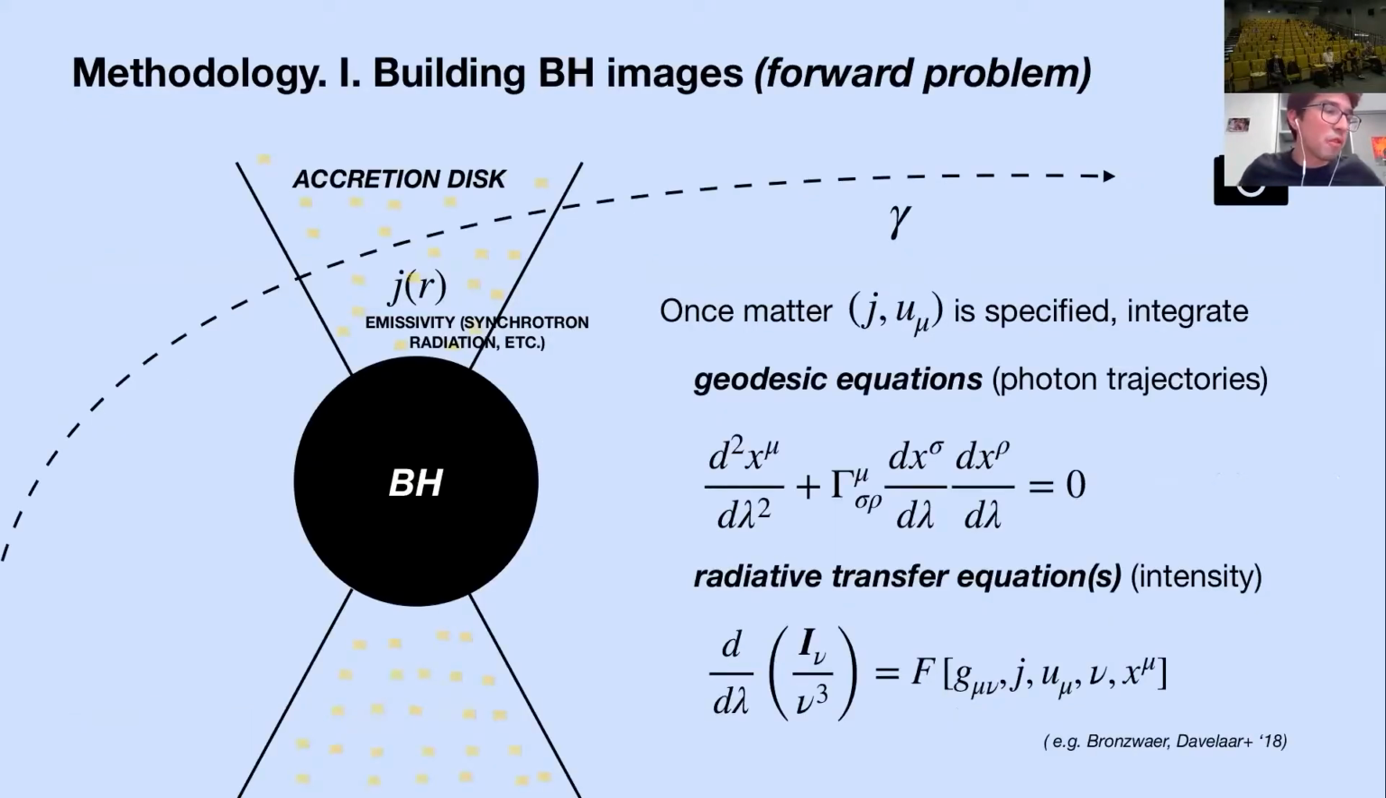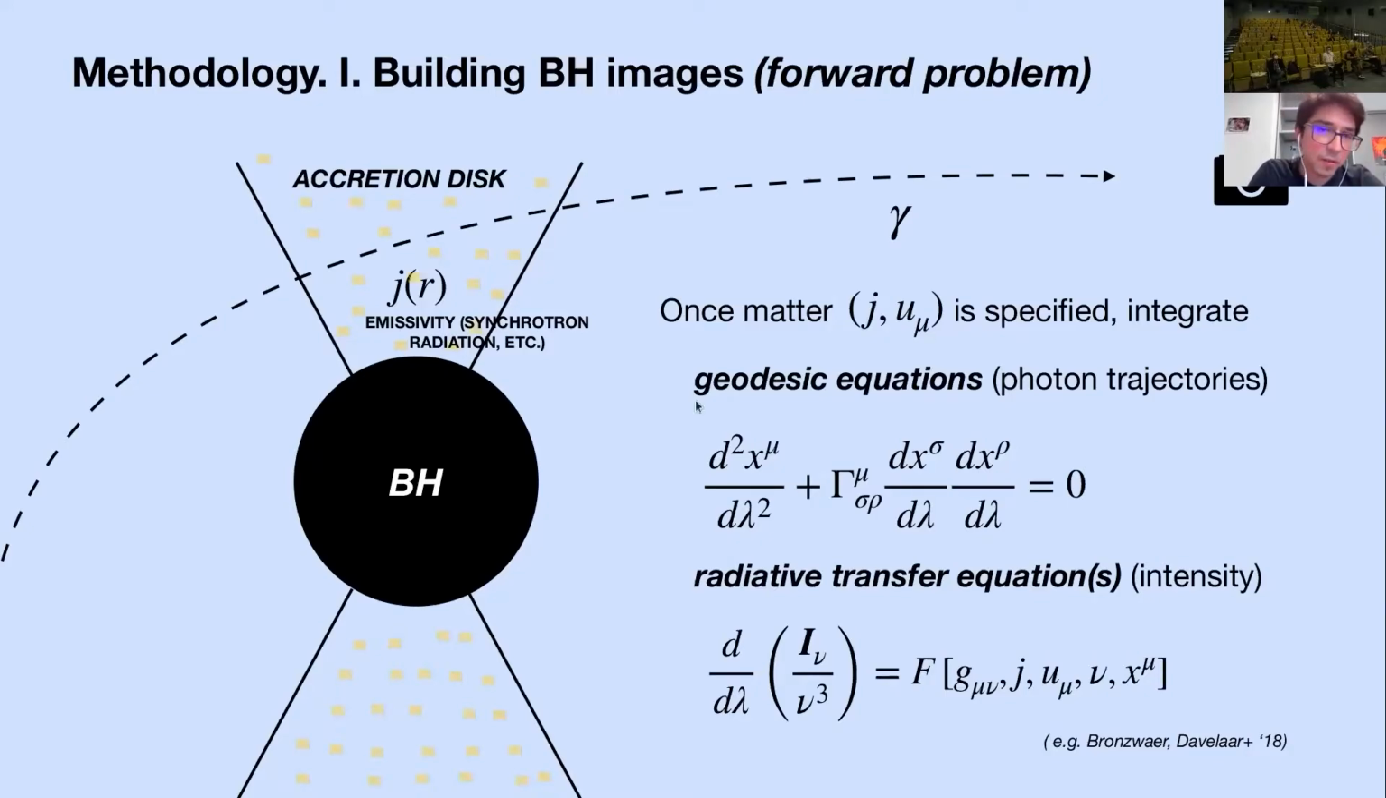So just to say a little bit more about what it means to compute the black hole image: once you know the matter content, once you know the metric distribution, for example, that it is a Schwarzschild black hole, once you have solved the matter equations, you know the properties of matter, the accretion flow, the only thing left to do to compute a black hole image is to integrate two sets of equations from the source to the observer.